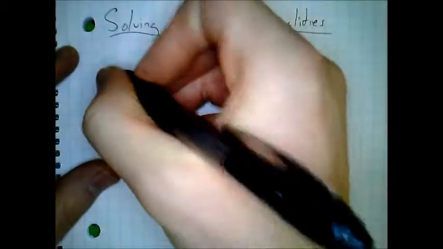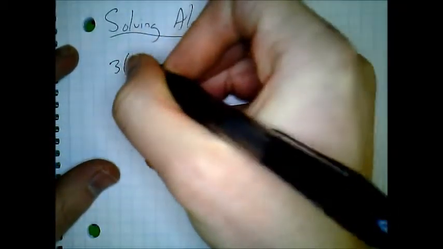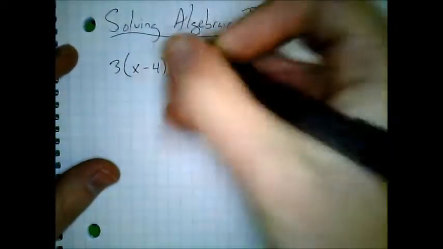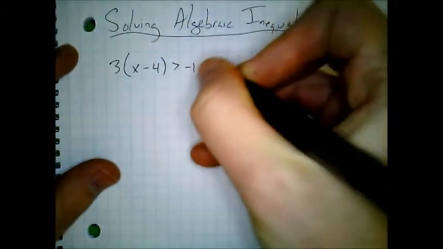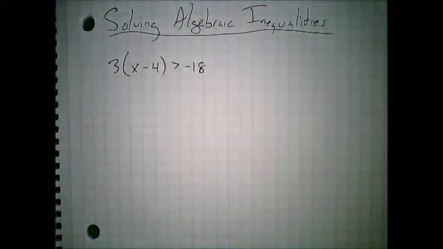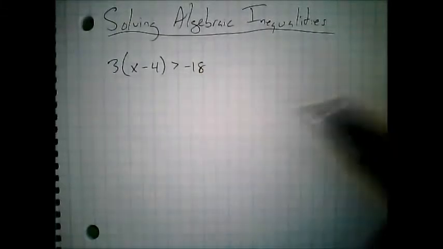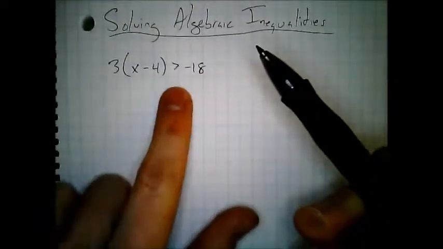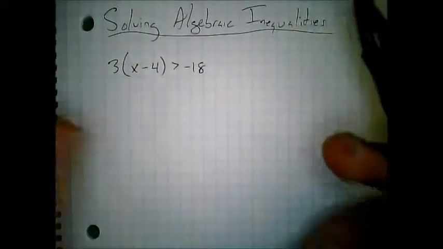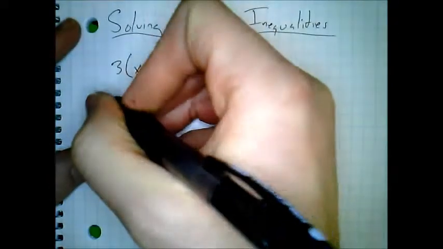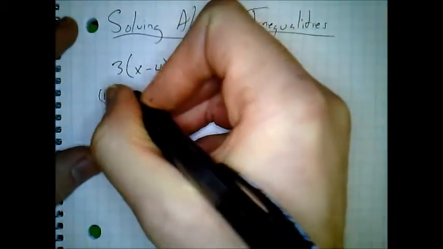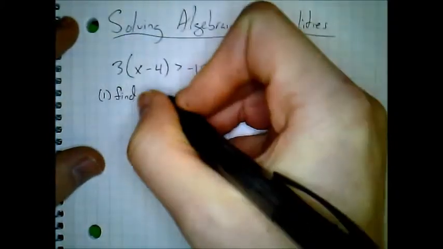So let's look at our first example, 3 times the quantity x minus 4. We want to know when this is going to be greater than negative 18. Okay, we know this is an inequality because we have an inequality symbol. Less than and greater than are inequality symbols. So that's why we call this an inequality. So just like before, our first step is we find our boundary point.